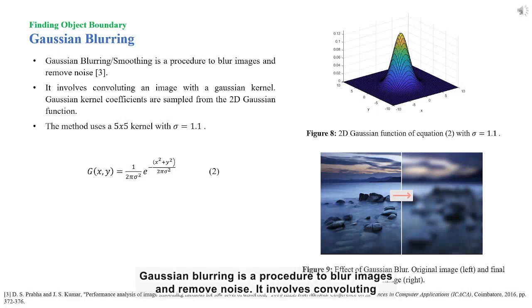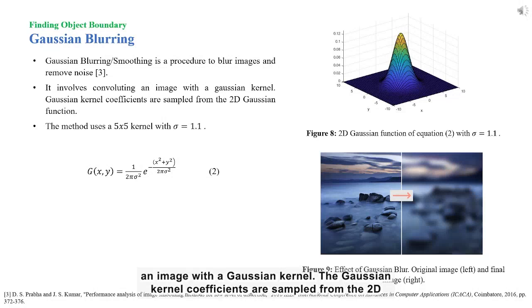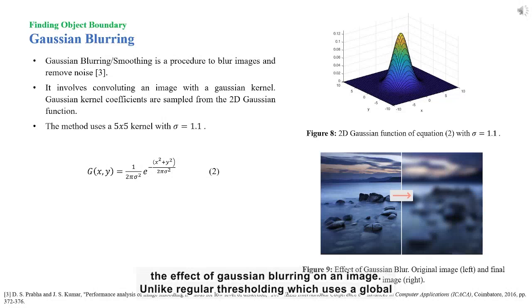Gaussian blurring is a procedure to blur images and remove noise. It involves convoluting an image with a Gaussian kernel. The Gaussian kernel coefficients are sampled from the 2D Gaussian function. A 5x5 Gaussian kernel with sigma equals 1.1 was used in this method. Figure 8 shows a plot of the Gaussian function used to generate the kernel. Figure 9 shows the effect of Gaussian blurring on an image.